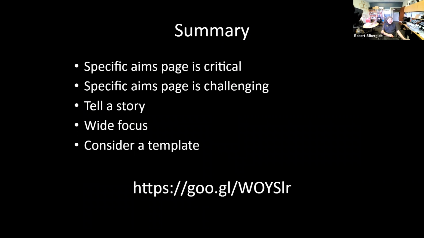So that's the summary. The specific aims page is critical. It's hard to do, but if you tell a story and you get the focus just right, you can really have a huge impact on the success of your grant application. And consider using some kind of template. And this link is the link to something like 4 maybe specific aims pages out of grants that, I think, all succeeded in the past.